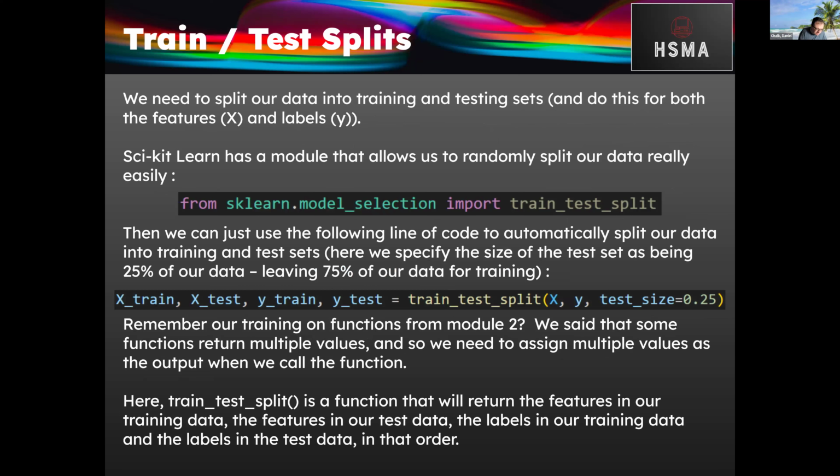Now, you remember I talked last week, there is such a thing as a train validation test split as well. We won't cover those today, but we will get onto those later in the module, particularly when we get into neural networks, where they're particularly useful. So when we start covering neural networks, you'll see a lot more of train validation test splits. But for now, we're just worrying about training and testing sets. So we need to split our data into a training set and a test set. And it sounds obvious, but we have to do that for both the features, the input data, and the labels.